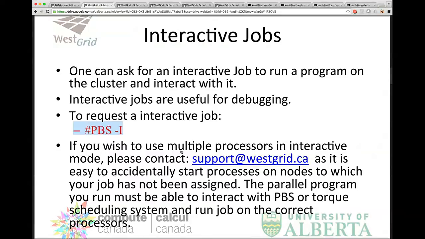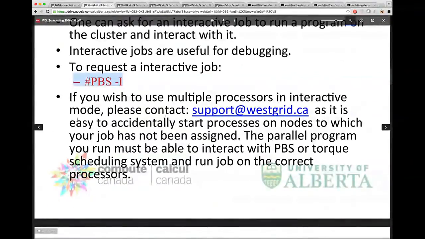The parallel program you run must be able to interact with PBS or the Torque scheduling system and run your jobs on the correct processors. You don't want your program running on cores that were assigned to somebody else for two reasons. One, it's going to interfere with the other person, and two, that other person's jobs are going to interfere with your use of those same processors. So you want to actually run on the cores that were assigned to you. And we'll look at that later.